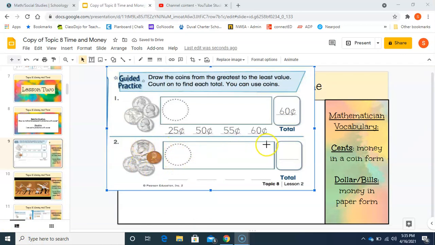All right, so there are no hints on this one. But we're going to start with, remember, it's from greatest to least. That means we start with the one that's the most. So we have a 50-cent piece, we have a quarter, we have a nickel, and we have a penny.